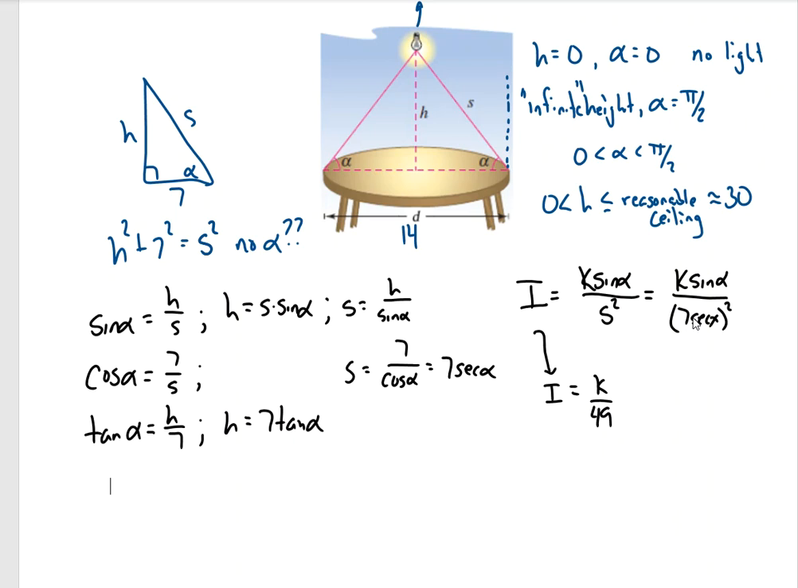This is k over 49. Remember, k is a constant. It's just a number. For German, constant, I believe, is why we use k. K over 49, sine of alpha. And if I have a secant squared in the denominator, that's known as cosine squared alpha, right?